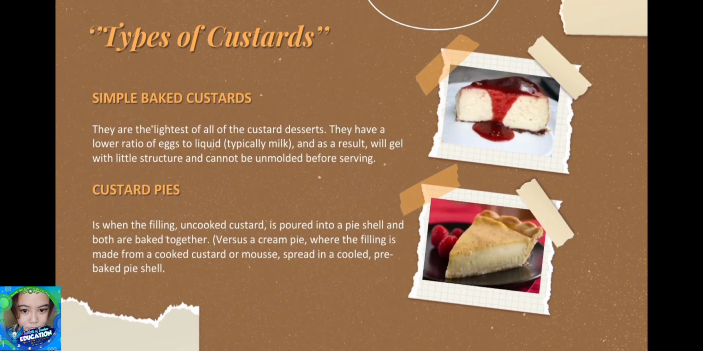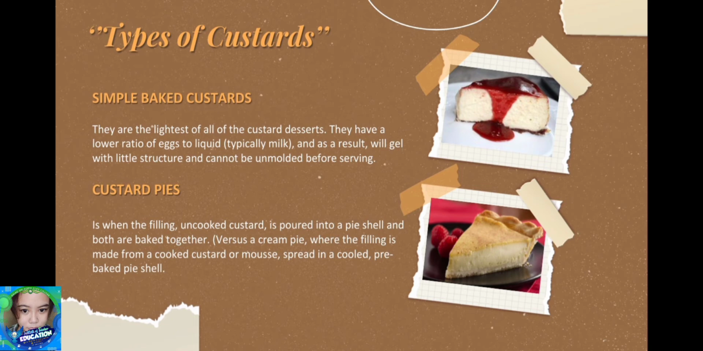Next one is a simple baked custard. Simple baked custards are the lightest of all the custard desserts. They have a lower ratio of eggs to liquid, typically milk, and as a result will gel with a little structure and cannot be unmolded before serving. Next is custard pies. It is when the filling, uncooked custard, is poured into a pie shell and both are baked together.